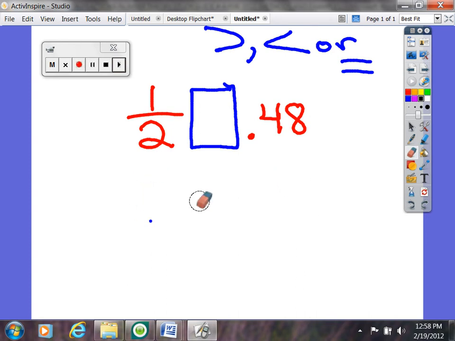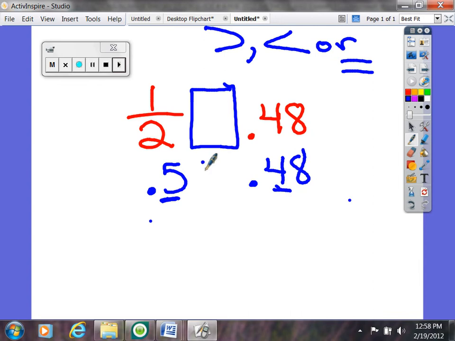Now, I know what I would do in this one. I already know that 1/2 is 0.5. So, I didn't have to do any work. My rule says the first place that you come to that's bigger, that's the bigger decimal. Well, the 5 in the 10th place is bigger than the 4 in the 10th place. So this one's automatically bigger. So I knew that.